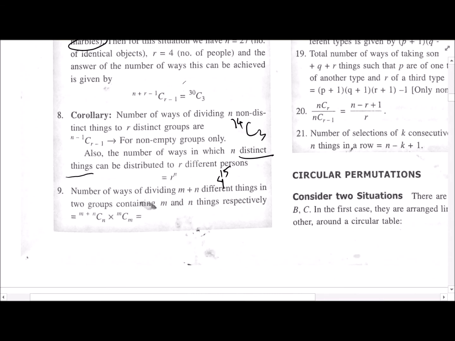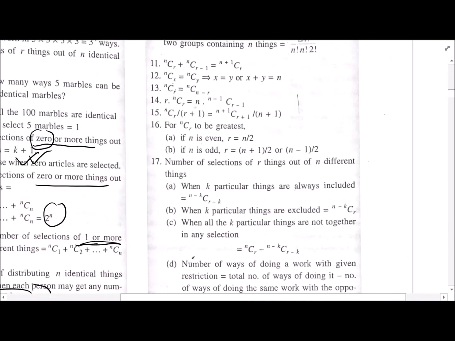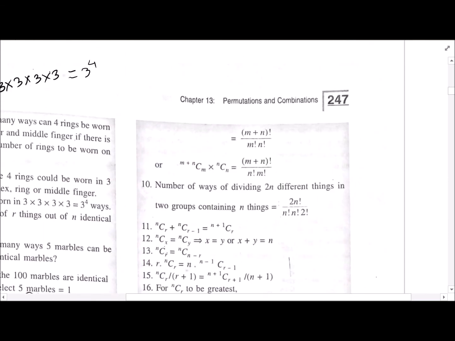Now if I have to divide 9 things in 2 groups of 4 and 5, so 9 factorial by 4 factorial, 5 factorial will be there. Ignore this, the formula will confuse you. 9 factorial by 4 factorial, 5 factorial. If I have to divide 9 things in 2, 3 and 4, then it will be 9 factorial by 2 factorial, 3 factorial, 4 factorial. Okay.